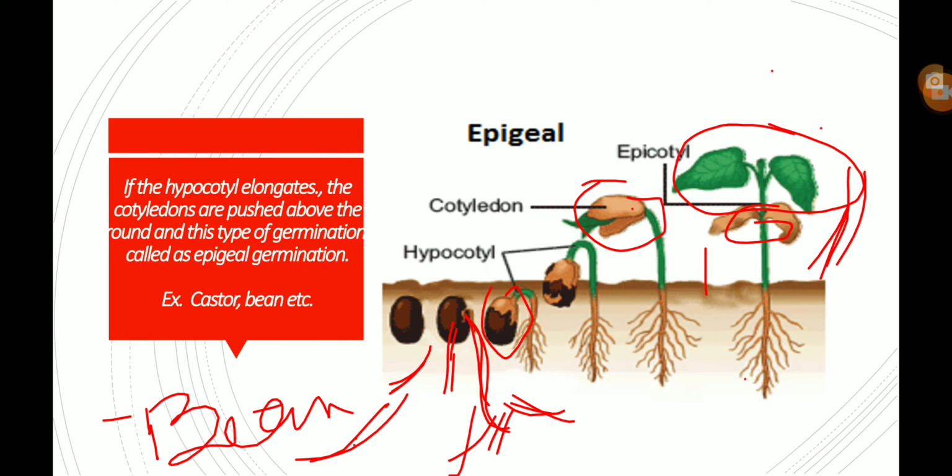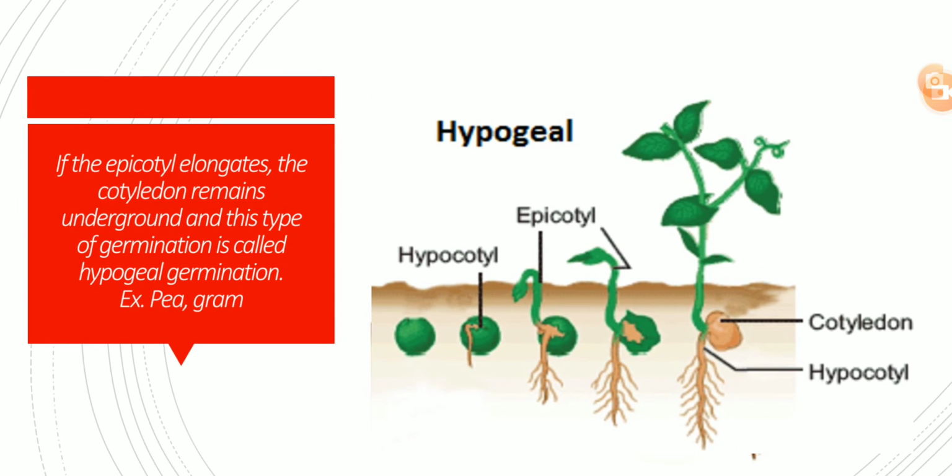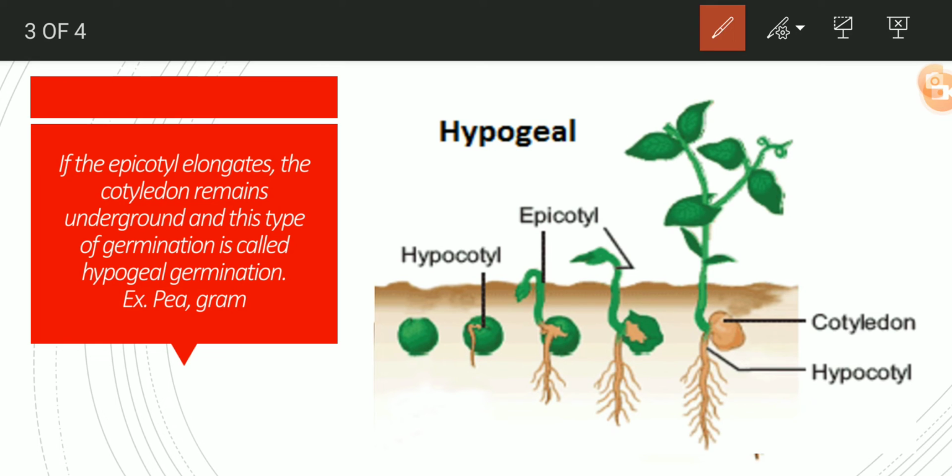Now the next slide is of hypogeal germination. Students, see here, this is hypogeal germination. I have told you this, the region below the cotyledons is the hypocotyl, and the region where the cotyledon is attached with the plumule is known as the epicotyl. Now this is hypo.